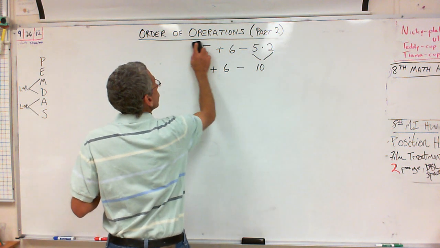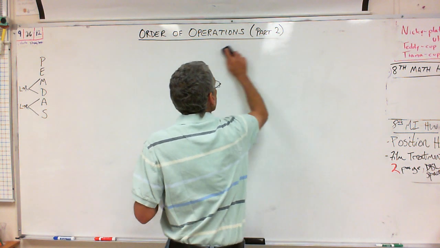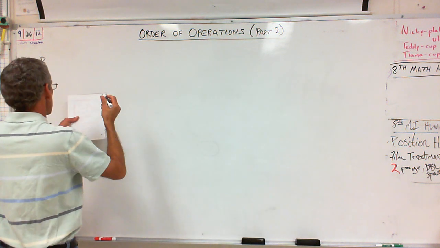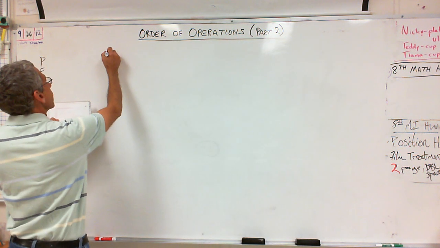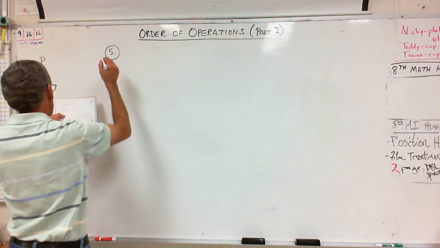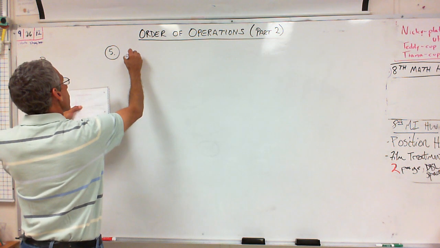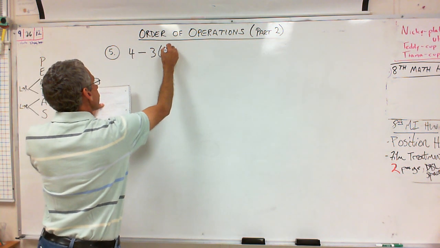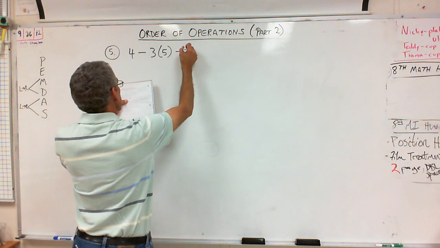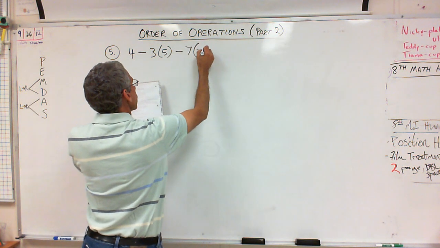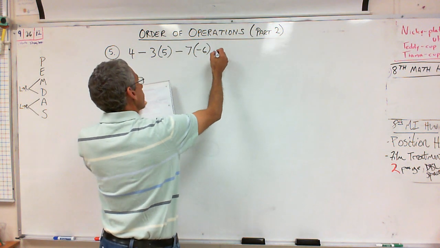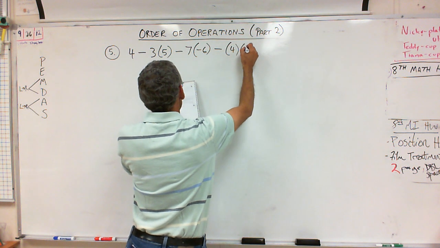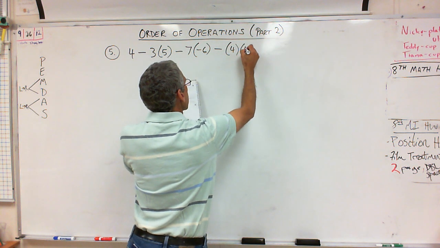Okay. All right, we'll do number 5. We're just slowly getting harder, okay? Number 5. Okay, how about this one? 4 minus 3 times 5 minus 7 times (negative 6) minus (4) times negative 5.